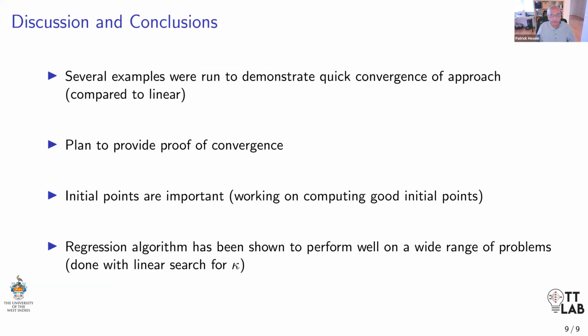All right, so we try this with different examples. We need to prove convergence, and the initial points are important. As I said, we are looking at coming up with good initial points. And this regression algorithm has been shown to perform well. One thing to note is optimizing over kappa. How are we doing on time? Oh, almost 4. Optimizing over kappa may take some time, but you only need to do this when you do training.